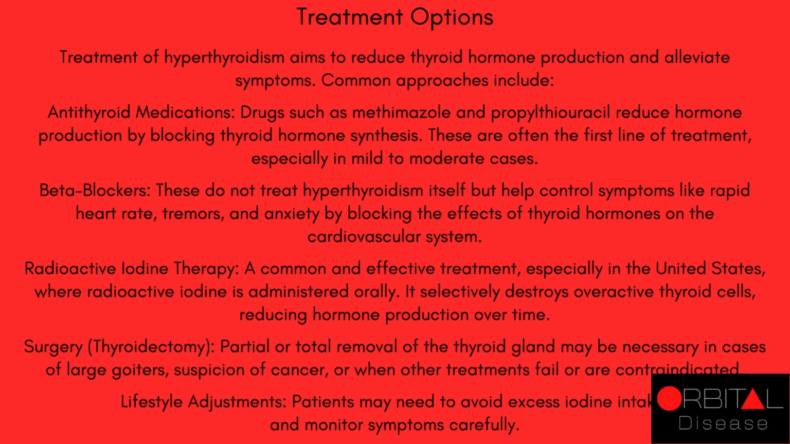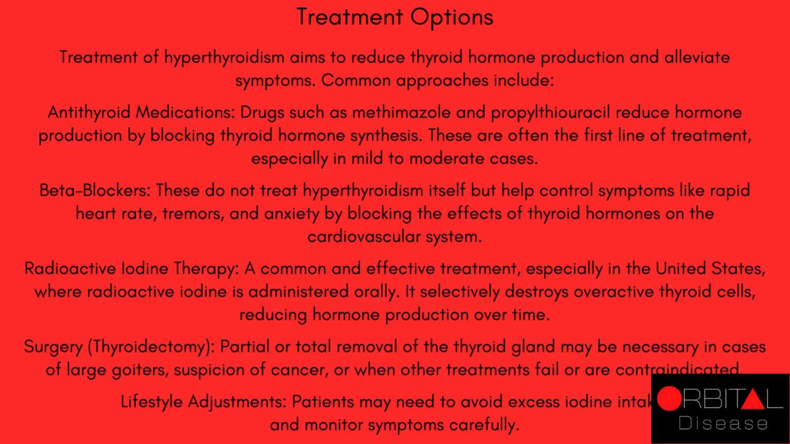Treatment options. Treatment of hyperthyroidism aims to reduce thyroid hormone production and alleviate symptoms. Common approaches include antithyroid medications. Drugs such as methimazole and propylthiouracil reduce hormone production by blocking thyroid hormone synthesis. These are often the first line of treatment, especially in mild to moderate cases.